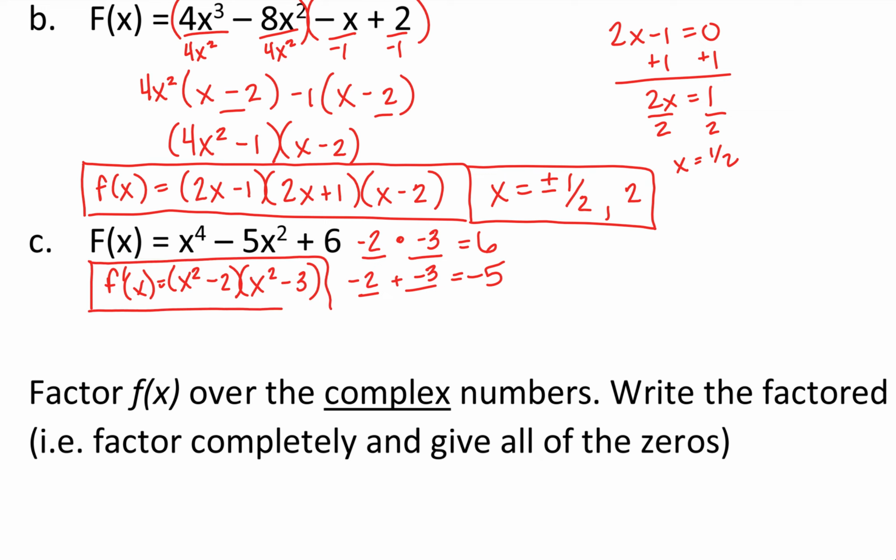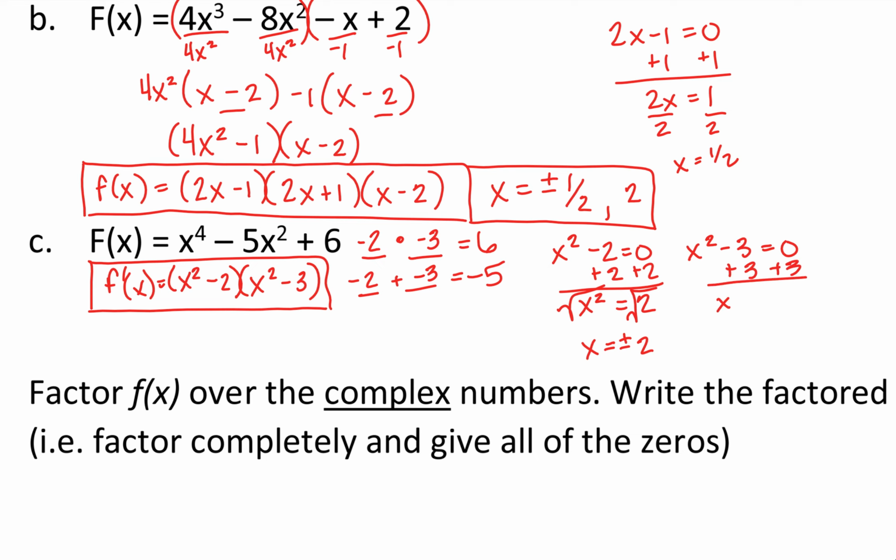But I need to solve those, so I know I'm going to have to do x squared minus 2 equals 0, and x squared minus 3 equals 0. Add my 2's to get x squared equals 2. Well, to solve that, I have to take the square root, so x is equal to plus or minus the square root of 2. So, of course, this one is also going to work out the same way. Take the square roots. x is also going to be plus or minus the square root of 3. So, I have my factors, and I have my zeros.